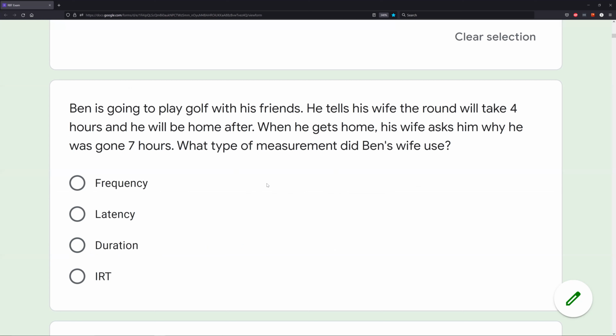And when you ask that question, how long, straightforward beginning to end, not dealing with SD to response, response to response, just a singular response or a singular situation beginning to end, we are going to be using duration. Pretty straightforward measurement question, okay? We're just taking duration on how long the round lasted. Ben said duration is going to be 4 hours. Wife said, well, it was actually 7 hours. Ben's wife used duration.